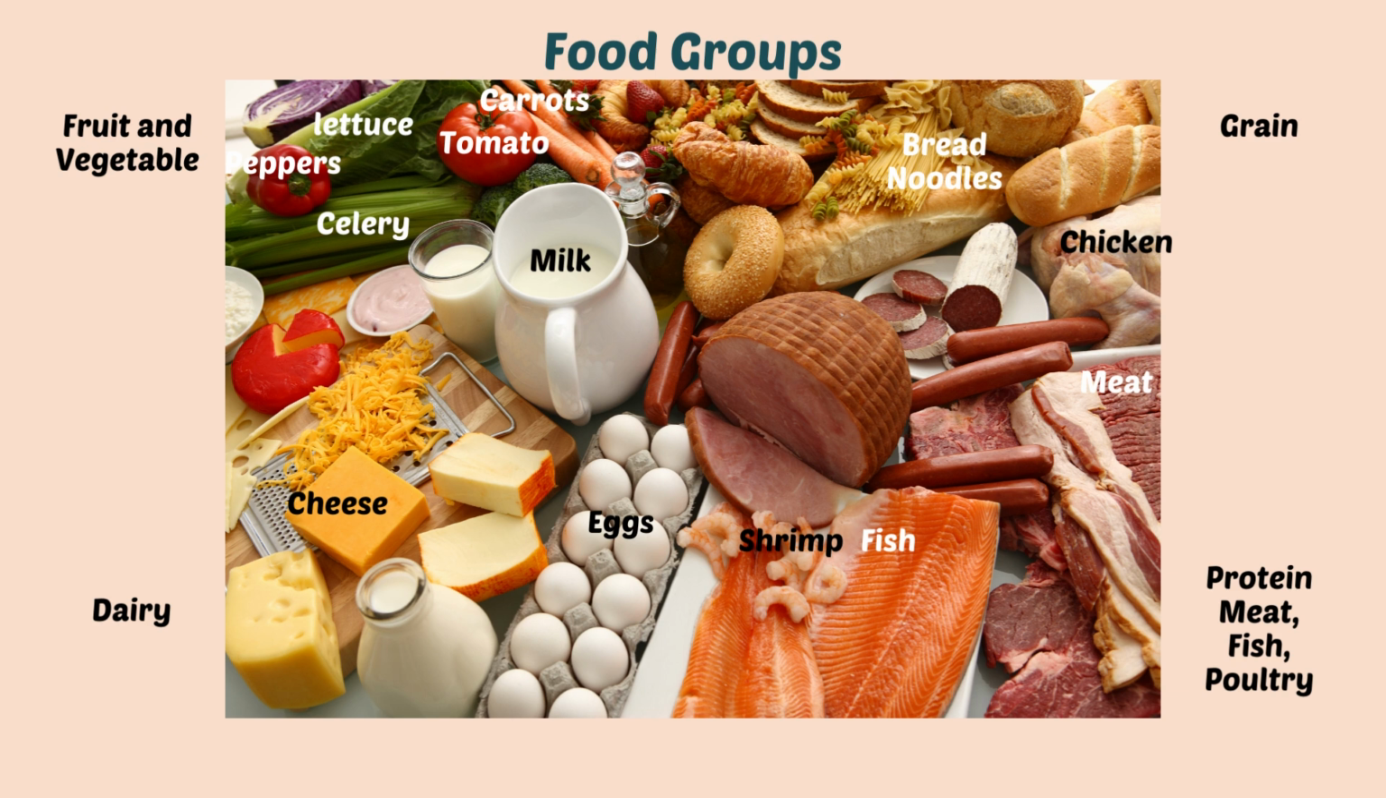Grains can be bread, noodles, or wheat, which people typically make bread out of. It can also be oatmeal, which people have for breakfast. And it can also be other grains like quinoa.